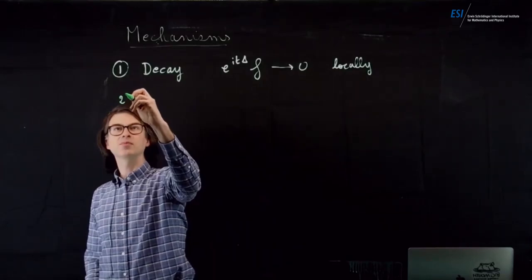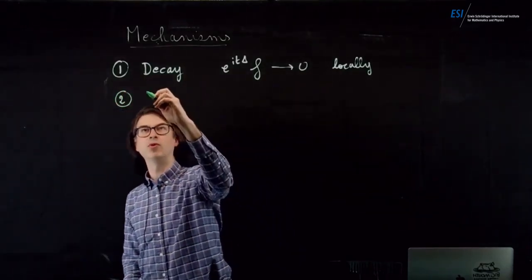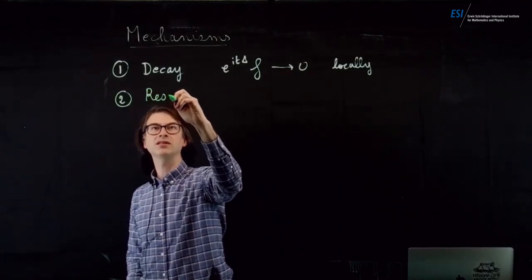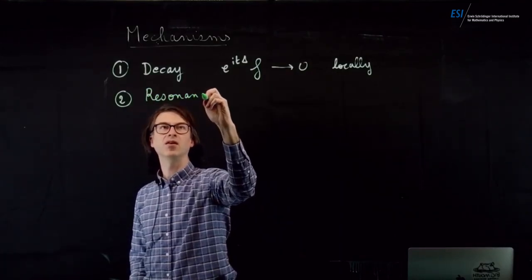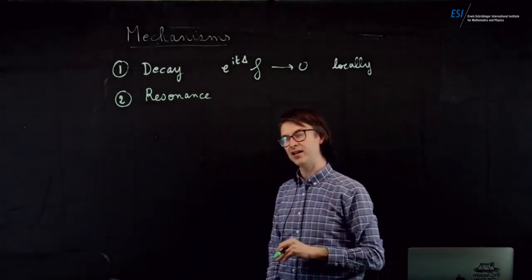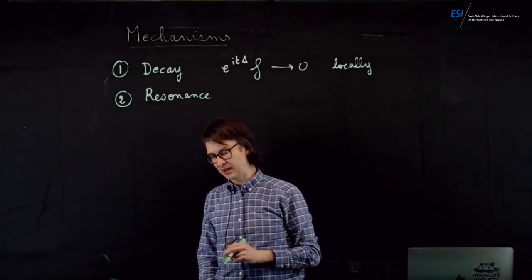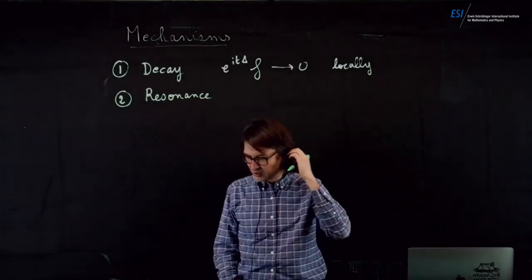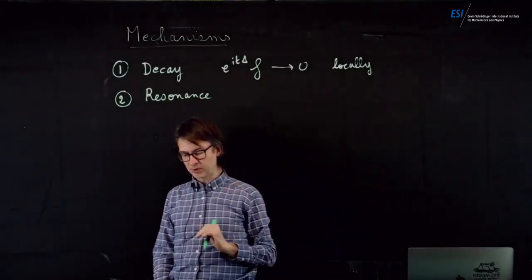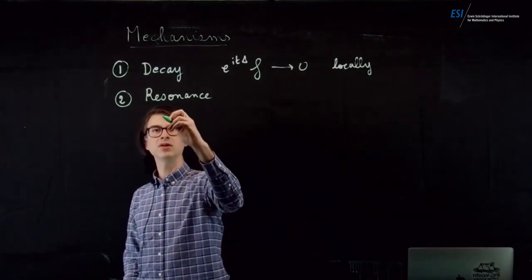The second important point is the idea of resonance. Resonance can mean many things in mathematics. Here I mean resonance in the sense of dynamical systems. Maybe the simplest way to understand that is to look at a toy model.